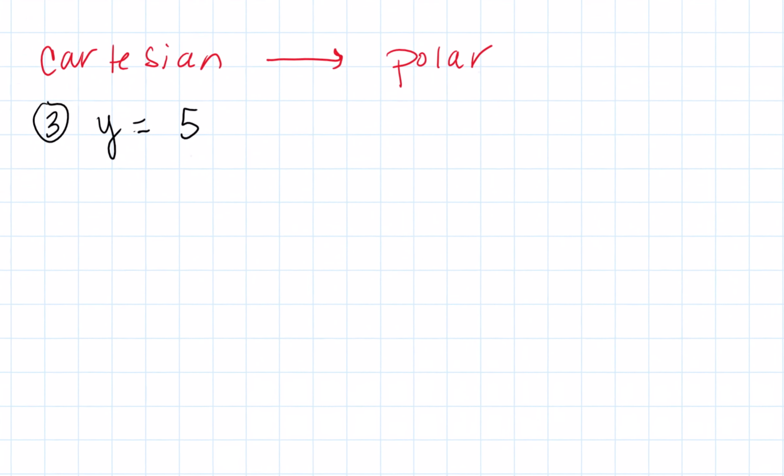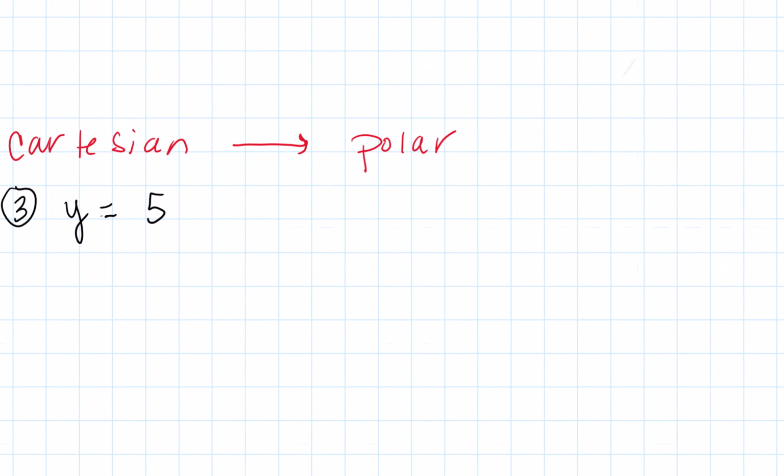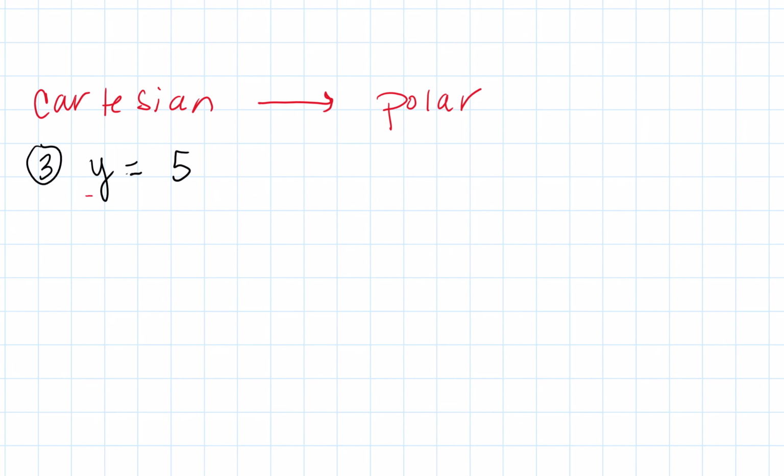So in this case, we have just y equals 5. So what I'm going to do here is just recognize that I've got y, and that y is equivalent to r sine of theta.